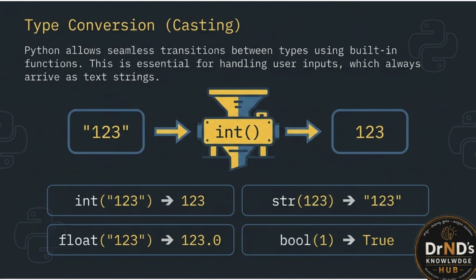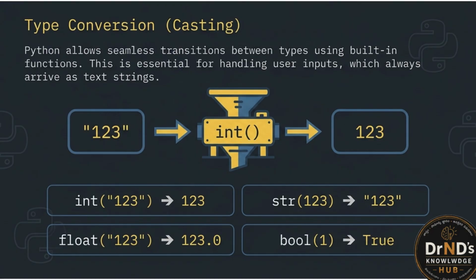Converting string to integer. Python provides the int() function. Consider the example int inside the brackets, quotation marks 123. Python converts the string 123 into the integer value, which is 123. Notice that the quotation marks disappear because the value is no longer text. It is now a number that can be used in calculations.